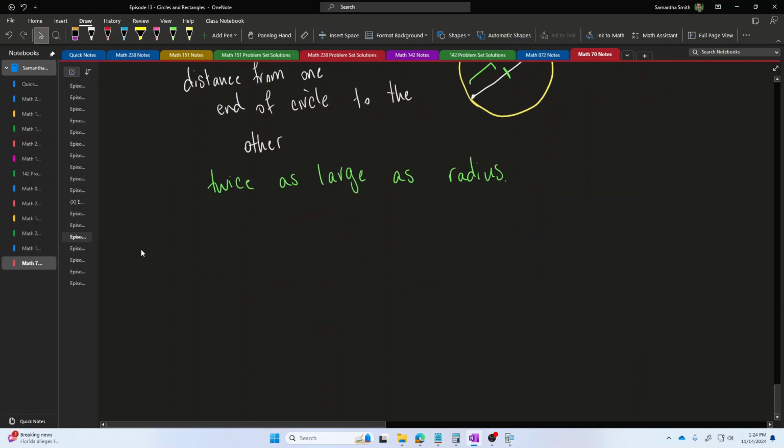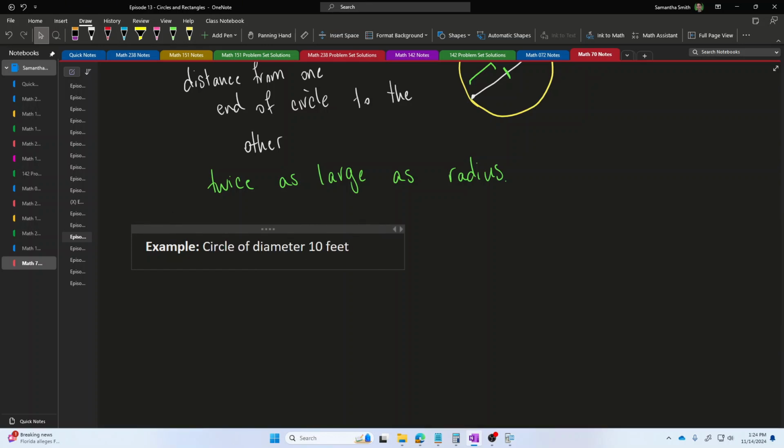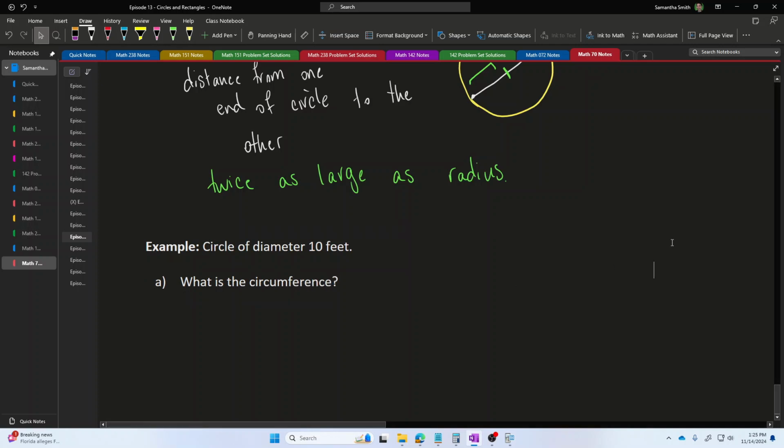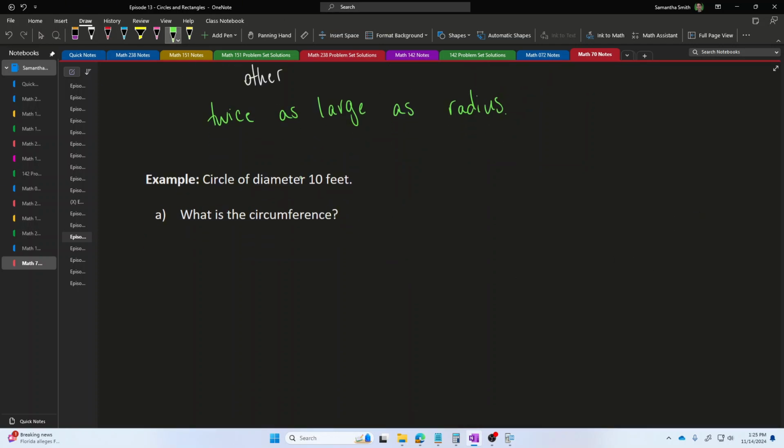So if someone said to you, I have a circle of diameter, let's say 10 feet, and they said, what is the perimeter slash circumference of this circle? Then the first thing that I would do is I would use the diameter to find the radius so that I could put the radius into the circumference formula that we have.